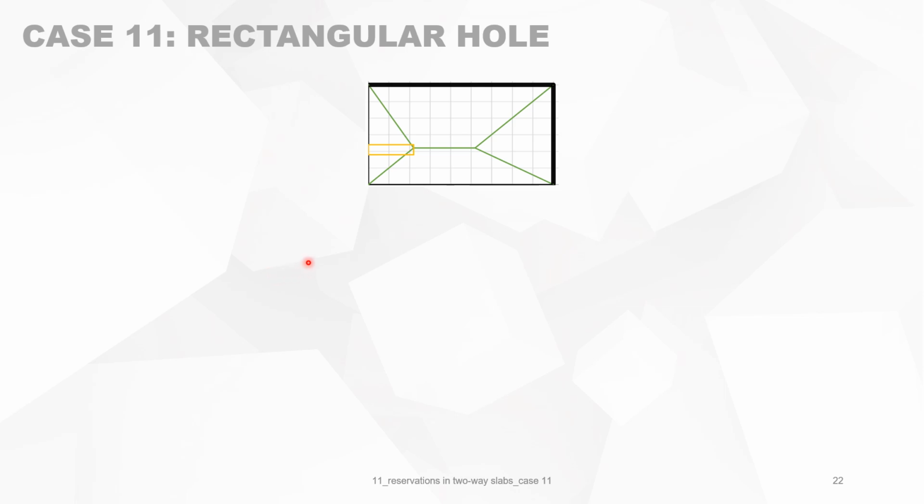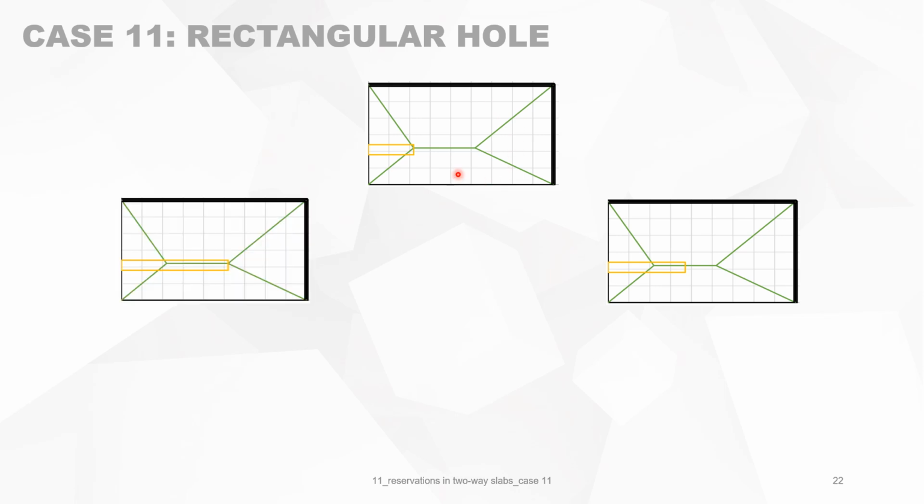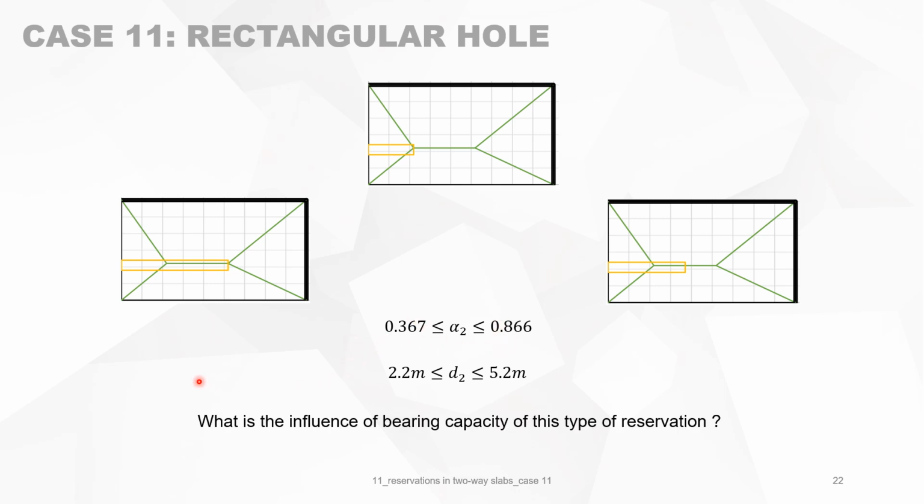We can have now another example for an electricity panel. For instance, you have a concrete slab. You have to make in a reservation this size, and now we want to know what is the effect on the bearing capacity of the slab. So you will have a reservation from there to there, or from here to there, or from there to there. So that means that D2 is varying from 2.2 meters up to 5.2 meters, or D2 divided by A equal to alpha 2 between those two parameters. Now I want to know what is the influence on the bearing capacity of this type of reservation.